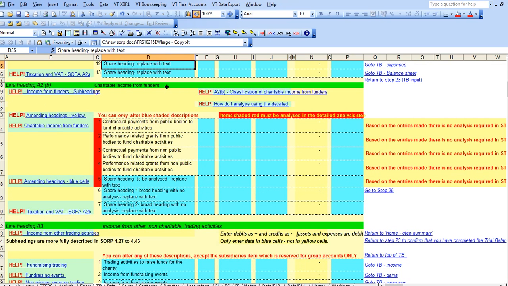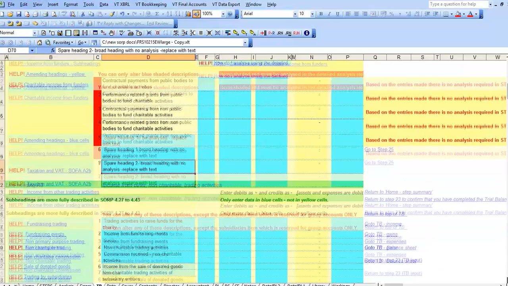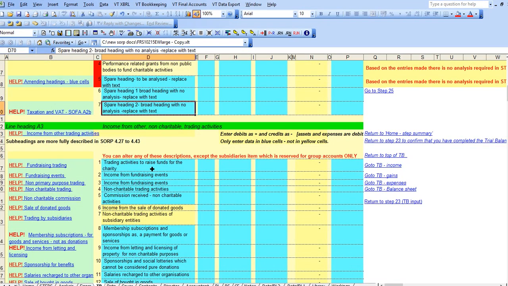You've got charitable income from funders. That would be contractual payments from public bodies, which are distinguished from donations. Contractual payments from non-public bodies, performance-related grants. These are not donations. This is charitable income from funders according to the SORP. And you have the ability there to alter headings or add additional headings. You will see that the trial balance is compartmentalized, and so your underlying working papers from which you are preparing the accounts should also be classified by these different headings.